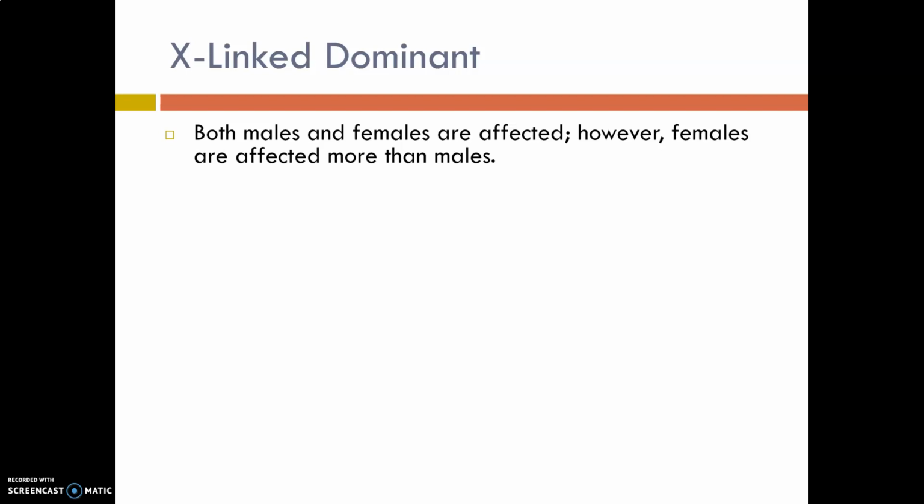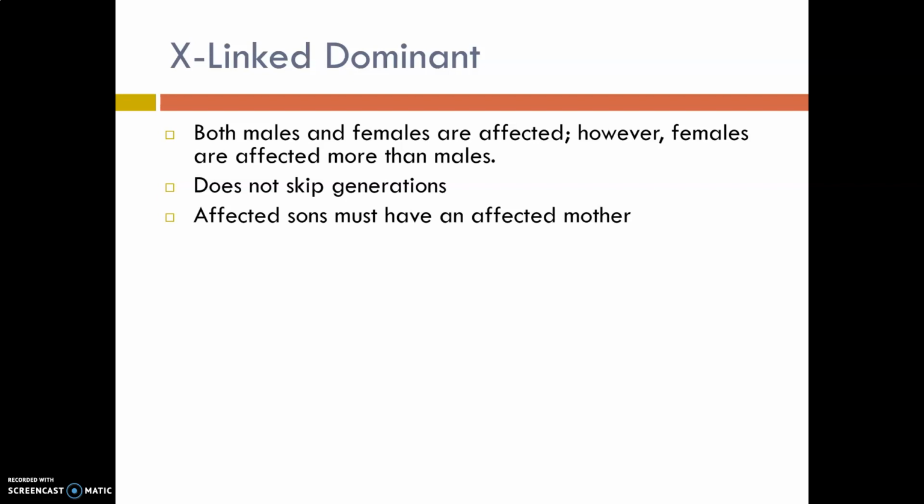Now, that's mostly due to the fact that females have two X chromosomes, so they have a higher chance of inheriting an X-linked dominant trait because they've got two chances to inherit a bad X chromosome. Males don't exactly have that kind of probability because they only have one X chromosome. Now, again, this is a dominant trait, so it's not going to skip generations. Now, there are a few unique things to look for with X-linked dominant.